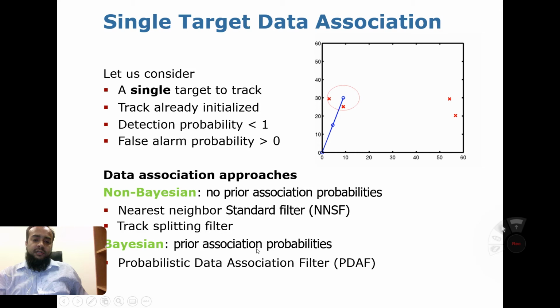So what are association probabilities? Usually when we build a validation gate, we want to associate this measurement and this measurement to this track. But for a single target, one track should have only one measurement. So we should calculate the association probabilities between this measurement and this track, and between this measurement and this track. Let's see how to do this.